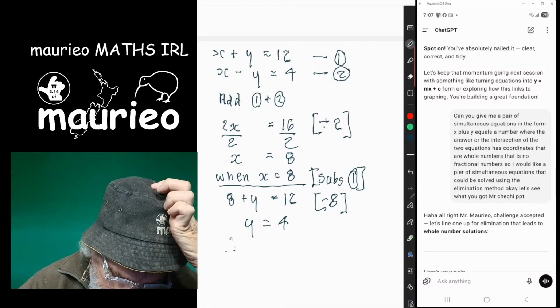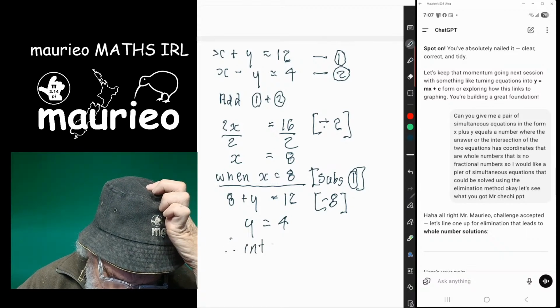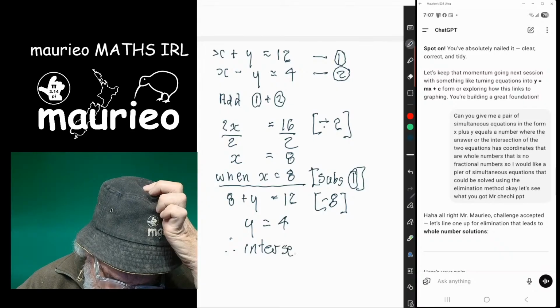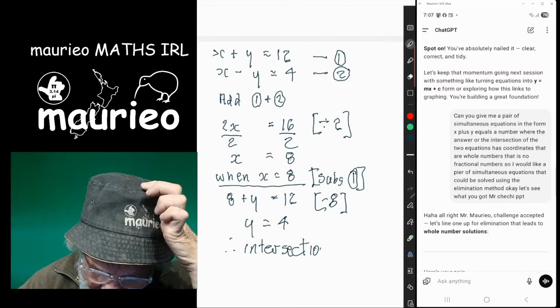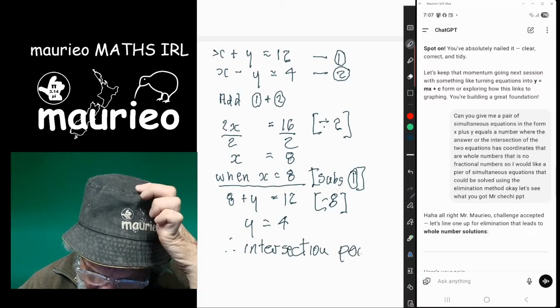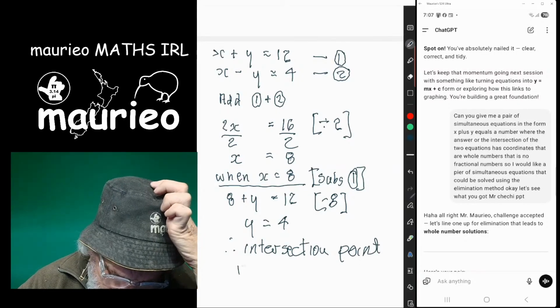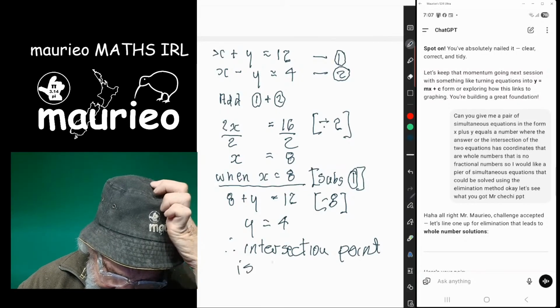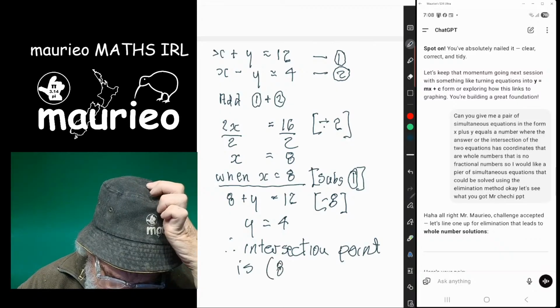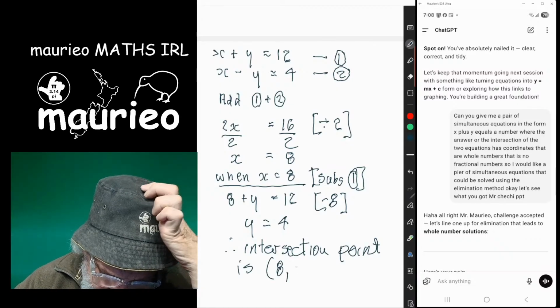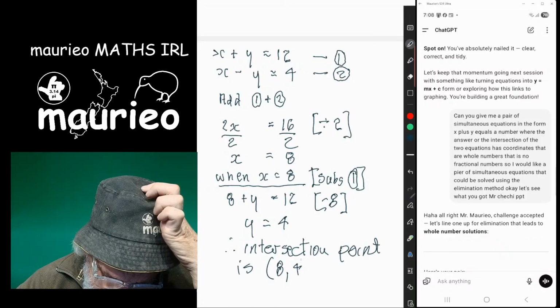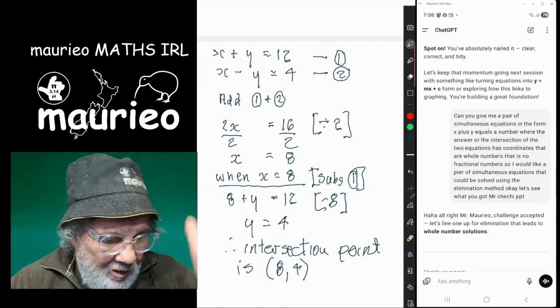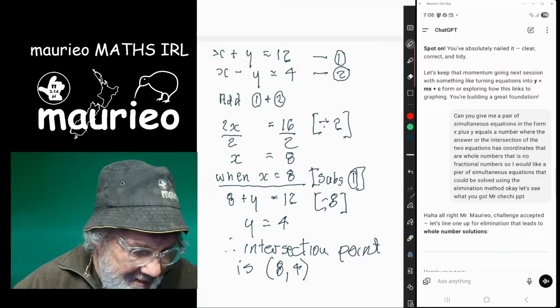Therefore, the intersection point is x is 8, y is 4. So that's a point on both lines.